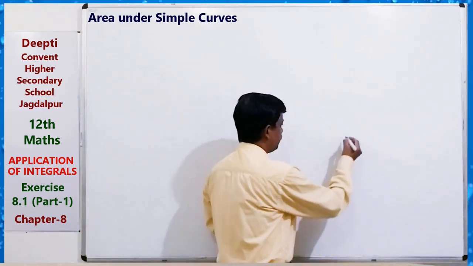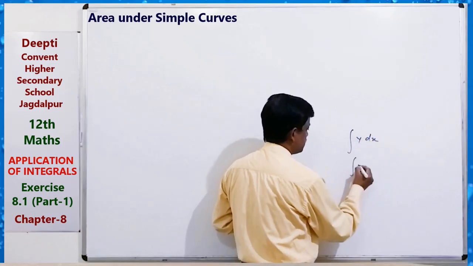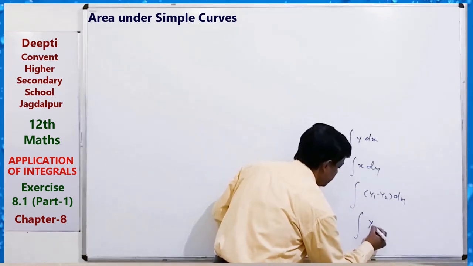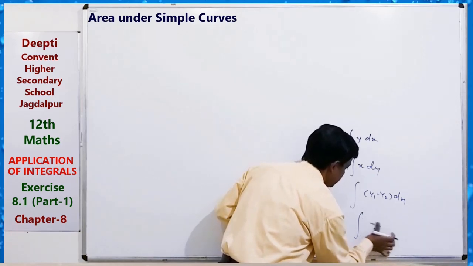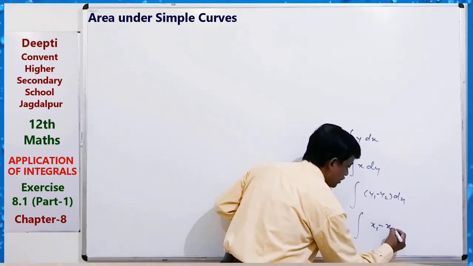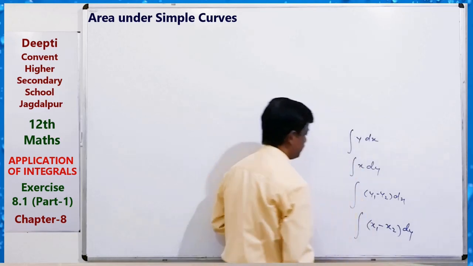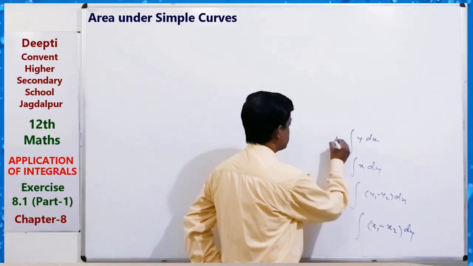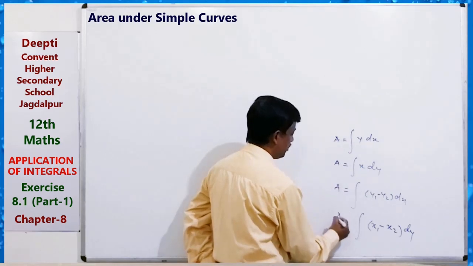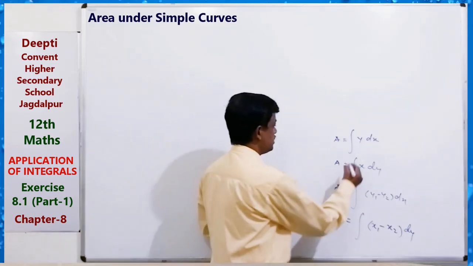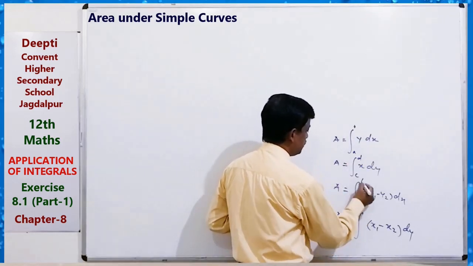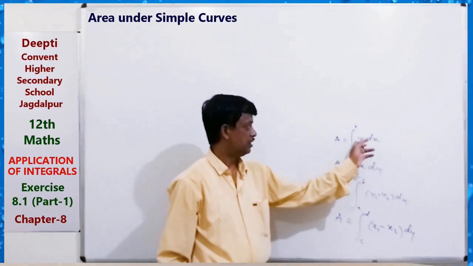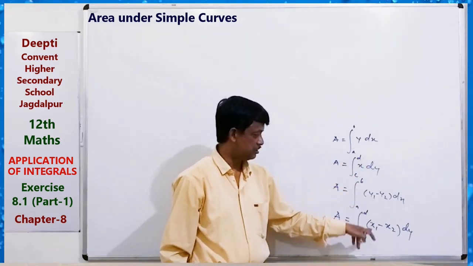So the first formula is what? Integral of y dx. Second is integral of x dy. Third, integral of (y1 minus y2) dx. Fourth, integral of (x1 minus x2) dy. These are the formulas for finding area. Clear? So the area equals the integral, from A to B, or from C to D. Area between two curves, area under the curve, along a vertical strip or horizontal strip.